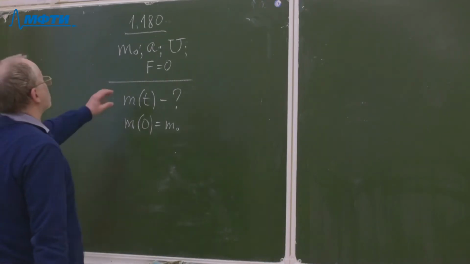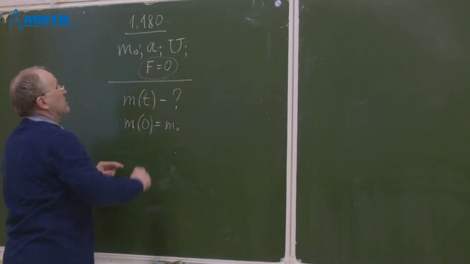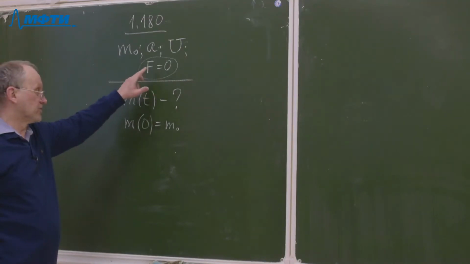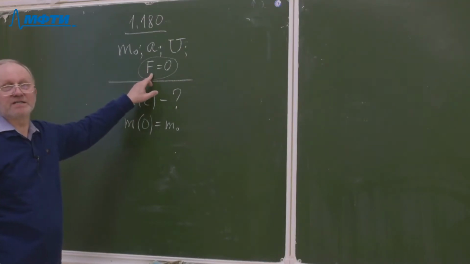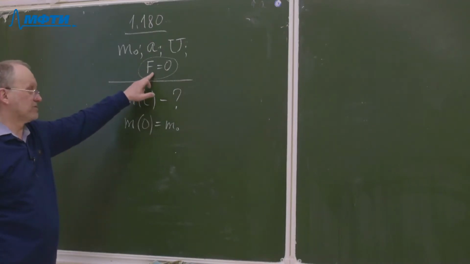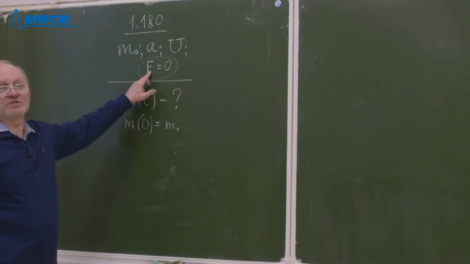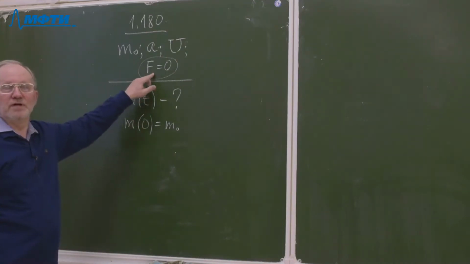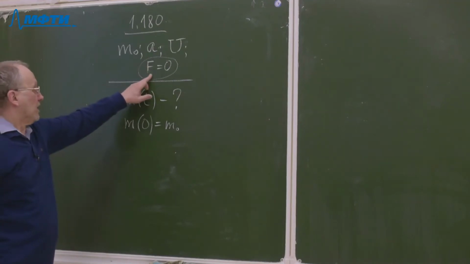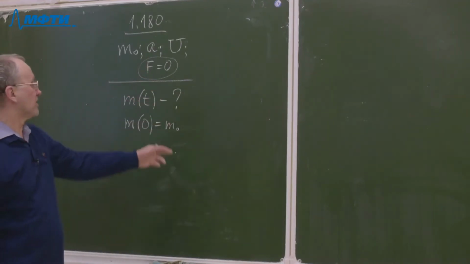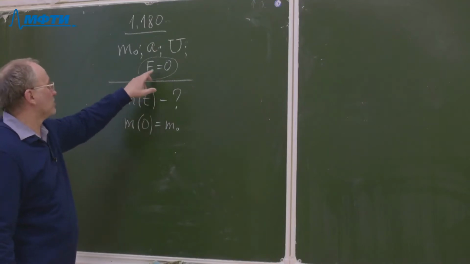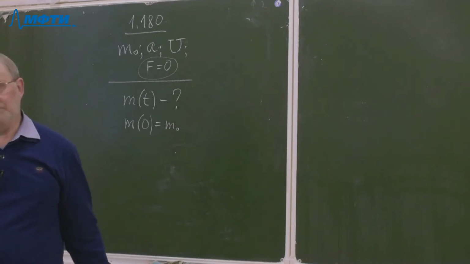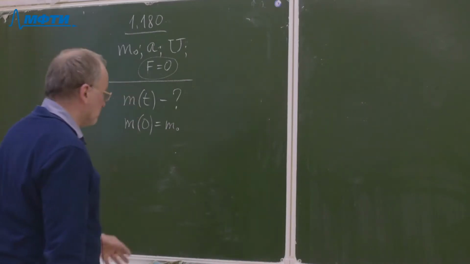What does it mean that the external forces are zero? It means that the rocket flies somewhere far from the Earth. The forces of gravity do not act, or they are so small that we can neglect these forces. It means that the rocket is far from the Earth and far from the Moon and far from other planets. We may neglect all the external forces because they are very small, or we may put them as zero. It means that the rocket is somewhere in outer space.